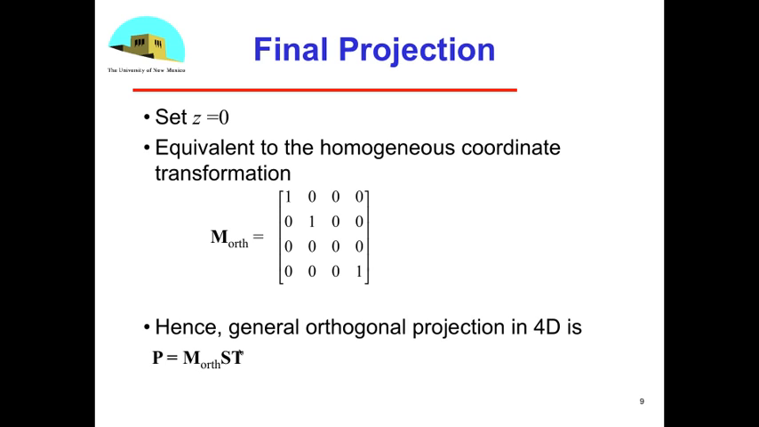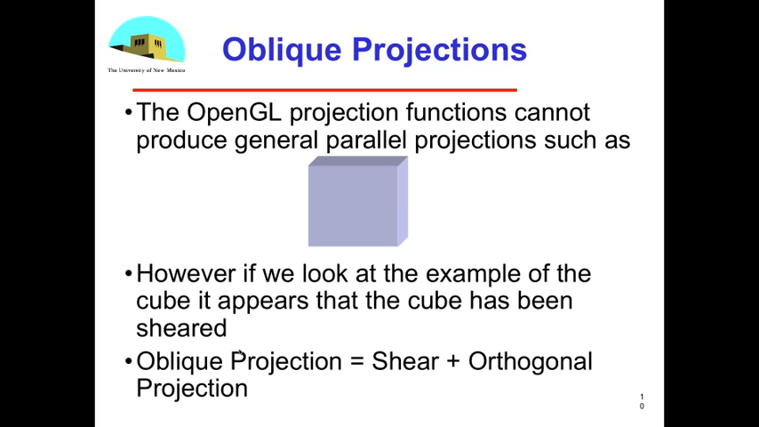Anyhow, how do we do an oblique projection? Well, in OpenGL, you can't produce things that look like this. But I can do the following. When we talked about the classical views, I said it looks like what you've done is pull the front and the back apart, the front to the left and the back to the right. Well, that's a shearing operation. So an oblique projection is: shear the objects first, then do an orthogonal projection on them.